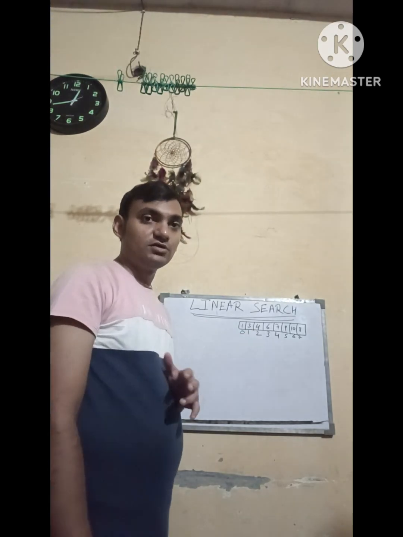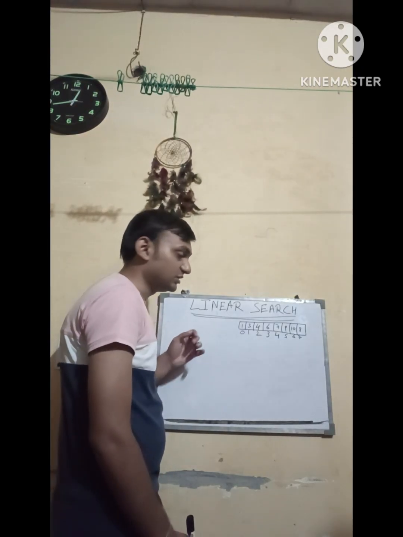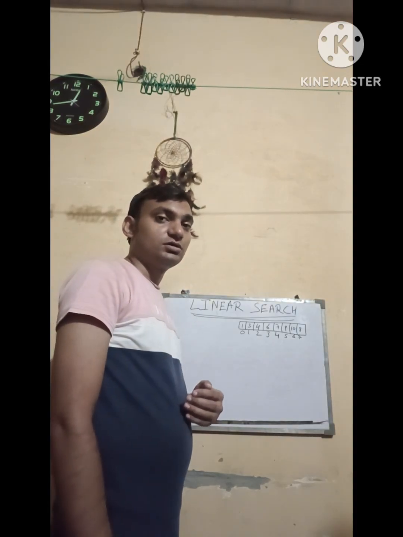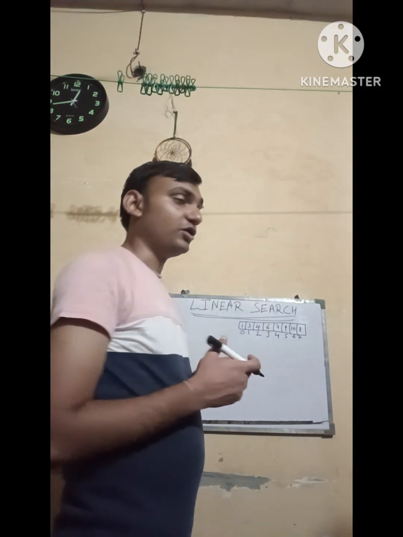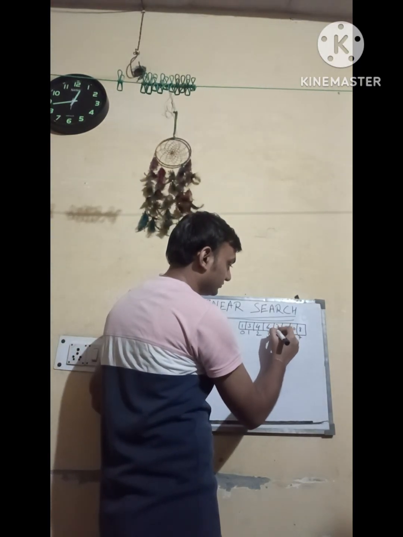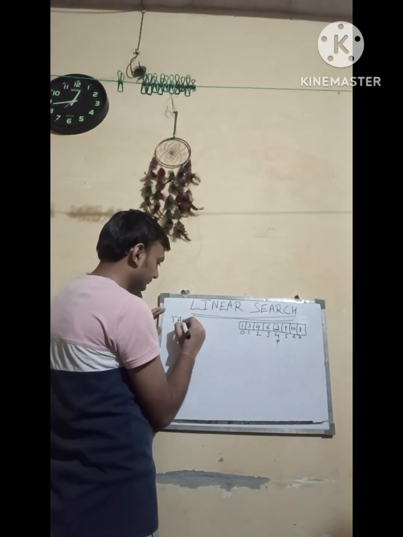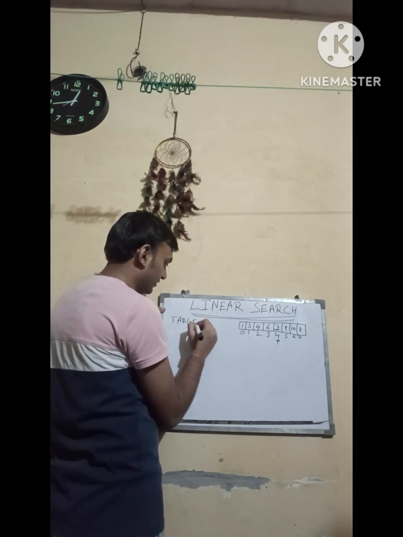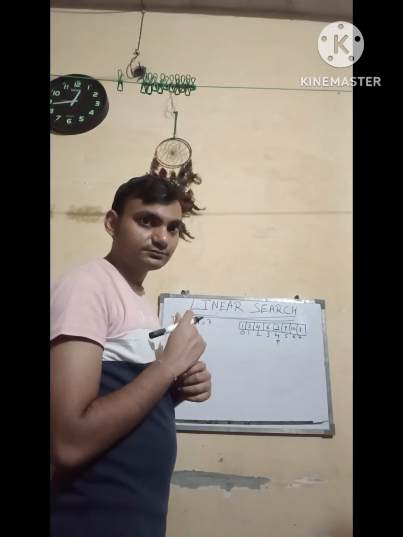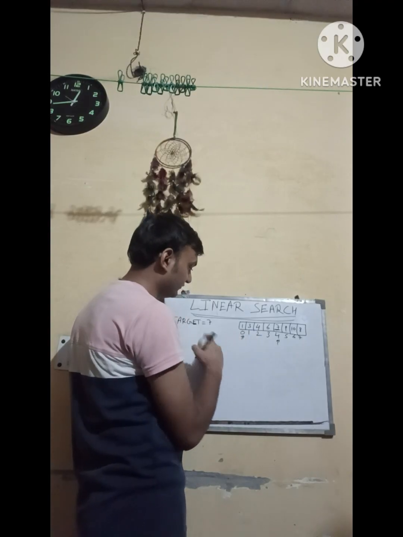Now, what we will do is iterate through this array, checking every element against the target element that we want from this array. Suppose we are finding seven here. Seven is the value we are finding, so we can say our target value is 7. We will check every element with this 7.